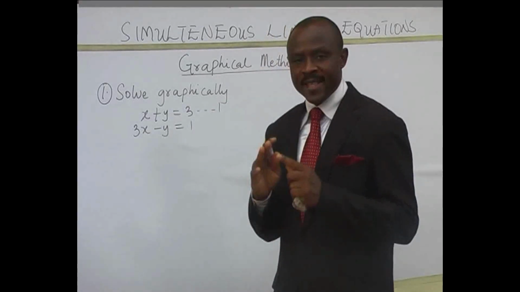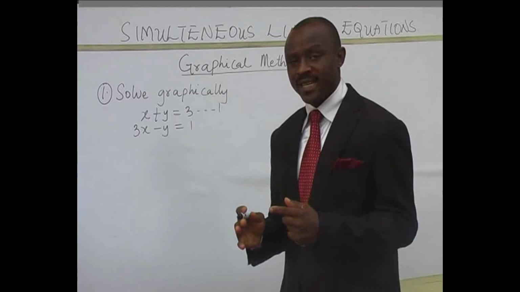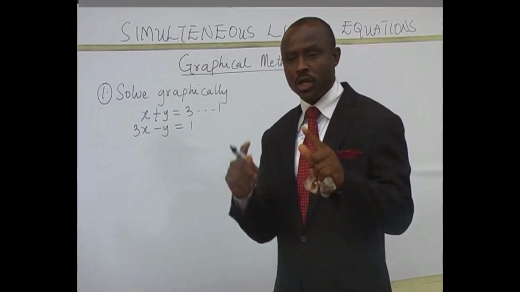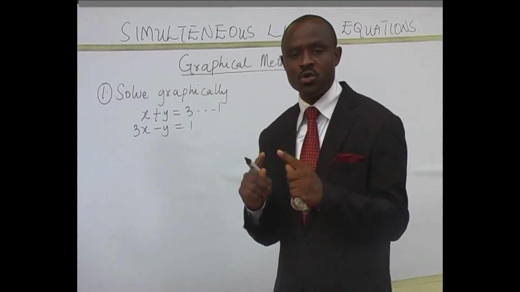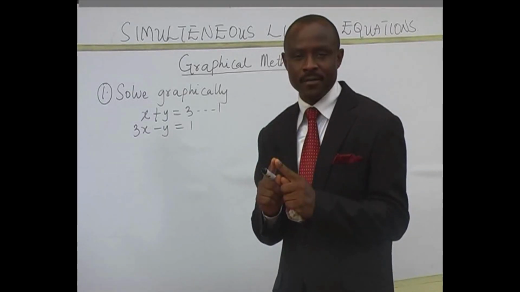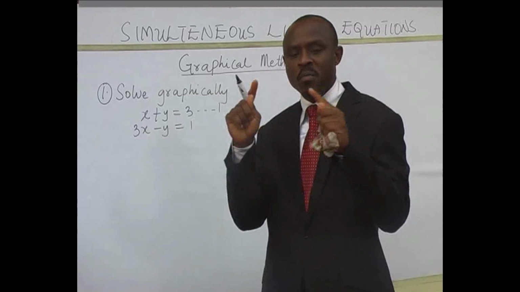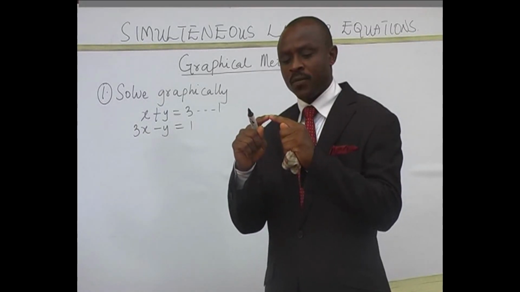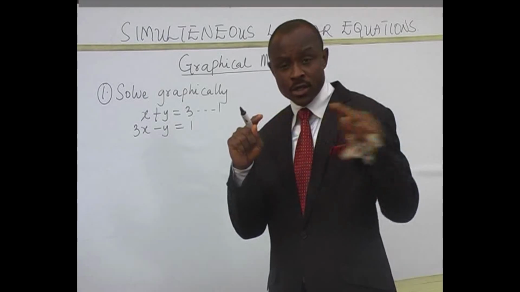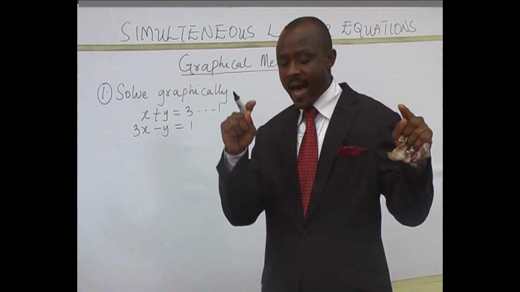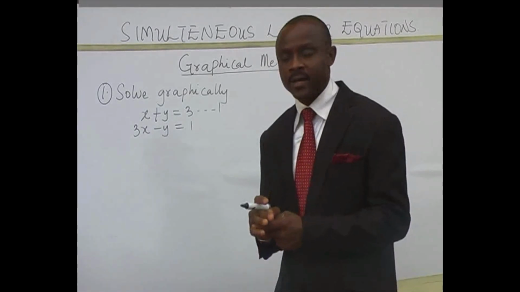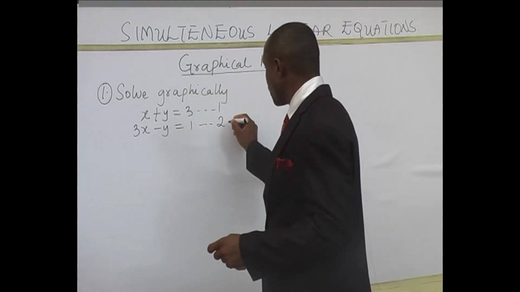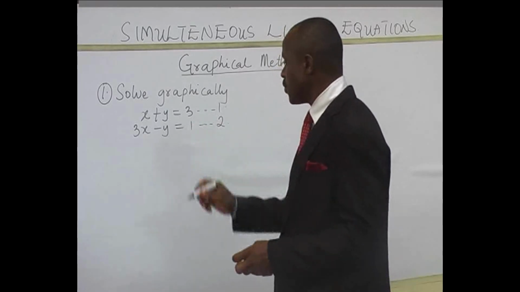We are going to do the same thing, constructing the table of values for equation 2 now. Because it's going to be the two tables of values we are going to use to draw the straight line graph that I told you are going to meet at a point of intersection, where we are going to read the horizontal value for y and the vertical value for x. So this is equation 2. We are going to construct the table of values for equation 2 now.